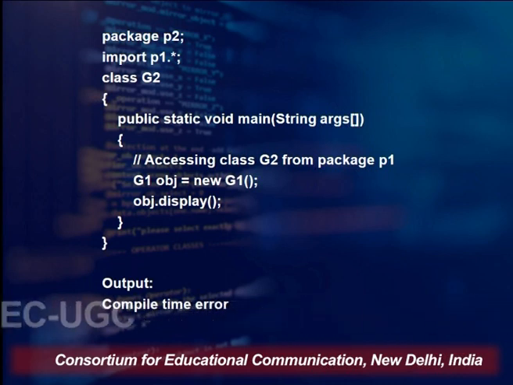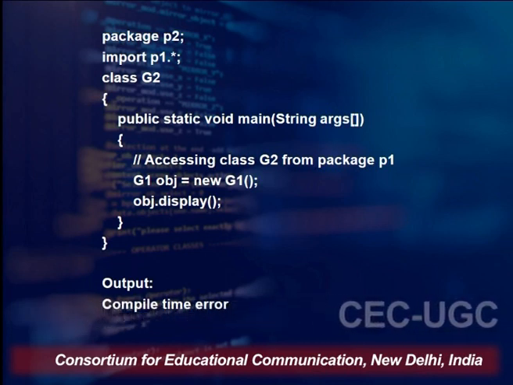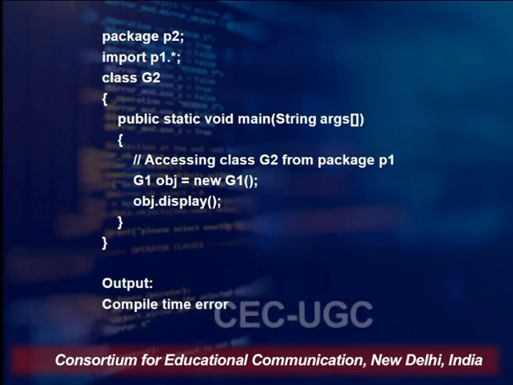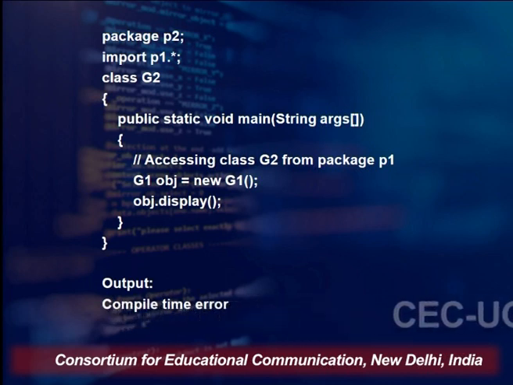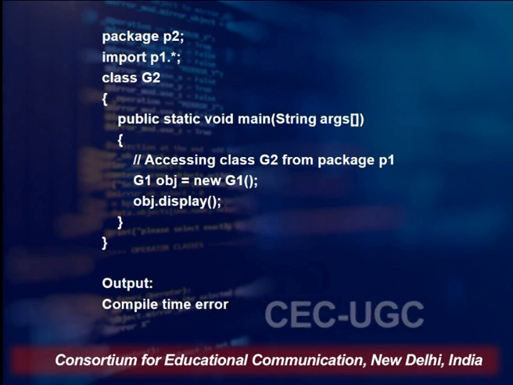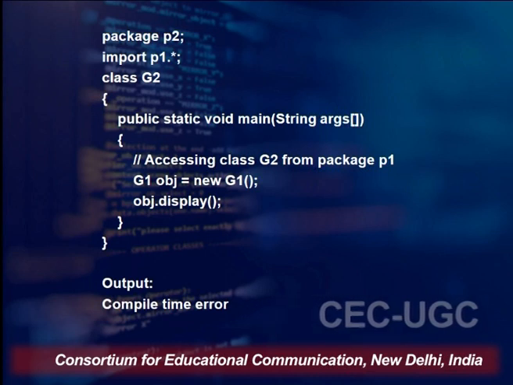So import P1 dot star is there, that means all the classes of P1 are now available here, and then we are having a class G2 which is actually a class of package P2 because we have started defining P2. And with this public static void main, we are trying to access the class of package P1, that was G1, within the class G2, and in order to access that we have written G1 obj is equals to new G1.